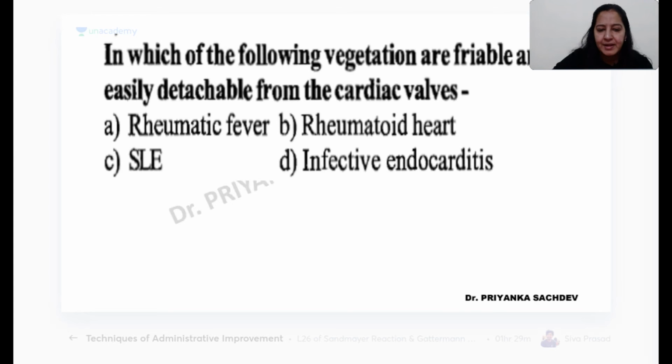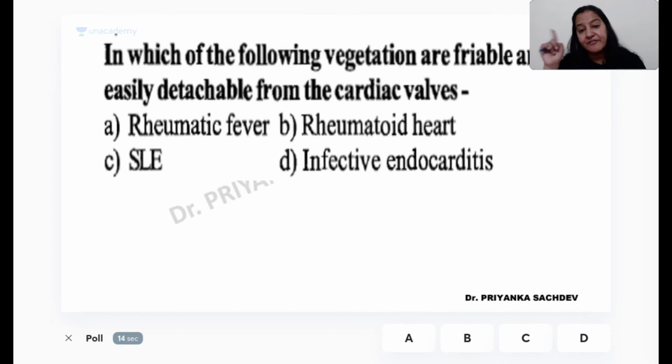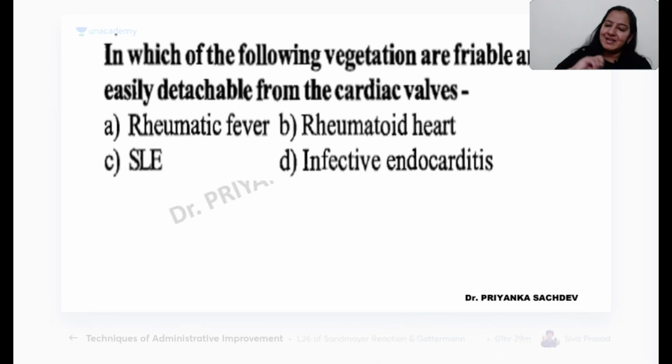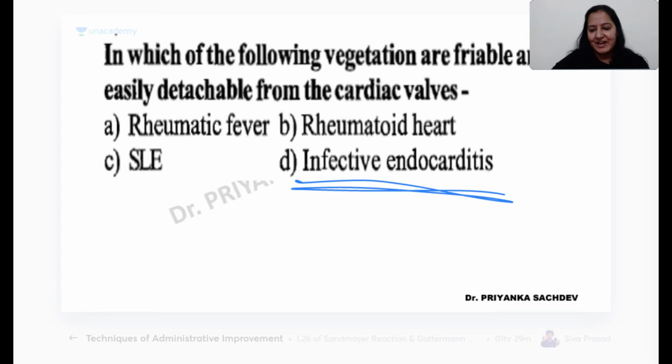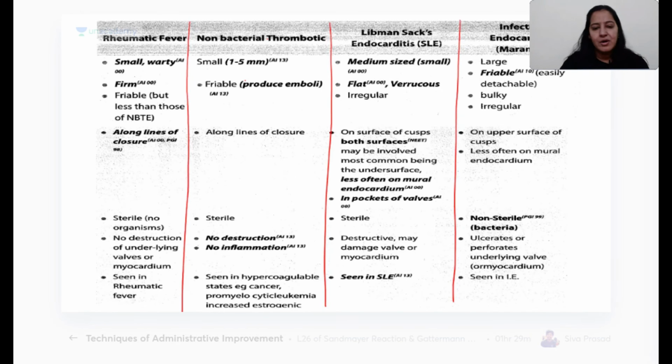In which of the following are vegetations friable and easily detachable? Which are the most friable? Those which easily detach and form nodules, Janeway lesions, Osler nodes, and other abscesses in the body. In which of the following are vegetations most friable? Most of you are correct. The correct answer here is D, infective endocarditis. Yashika, Manush Modi, and Sanjana are first to answer. So it is the most friable. The rest 3 are friable, but not very much. The last one is most friable because the vegetations are bulky and large.